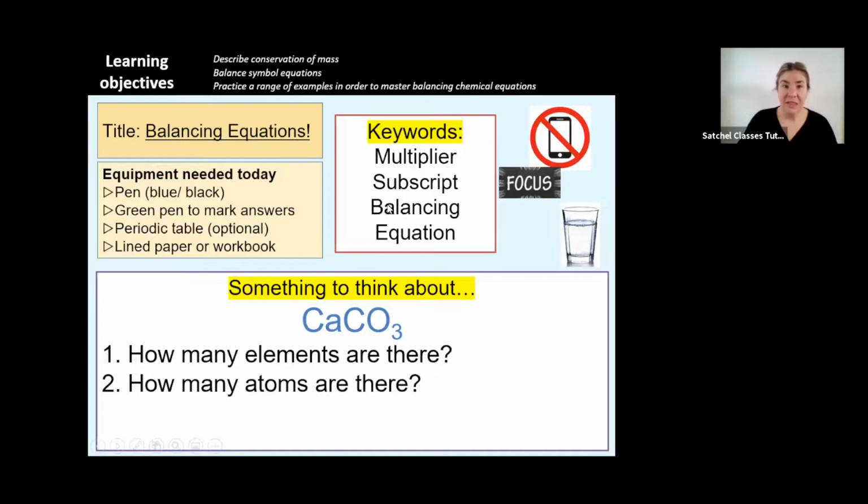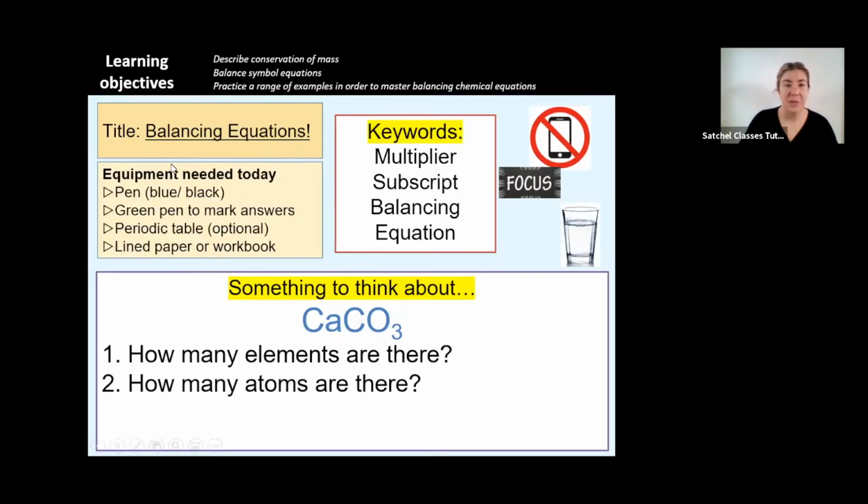So if you are writing this down, please do write down the title, which is balancing equations. You have some key words here as well. If you'd like to write those down, you're more than welcome. And you've got the learning objectives at the top. Okay, if you're not writing this down, and you don't have access to a pad or paper, that's absolutely fine. You can take part just by listening and doing the activities either in your head or out loud.